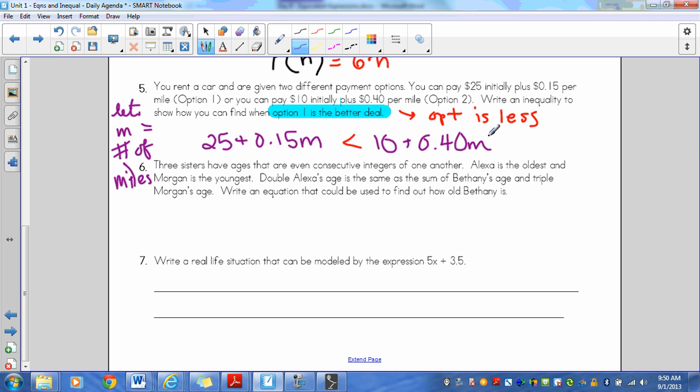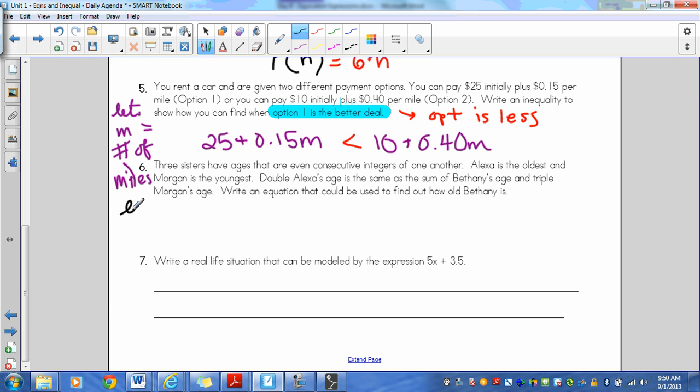Okay, number 6. 3 sisters. I'm going to have 3 variables, or 3 let statements. Not 3 variables, but 3 let statements. 3 sisters have ages that are even consecutive integers of one another. Okay, so say I have the numbers 2, 4, and 6. Those are all even, and they're all in order, even and consecutive.